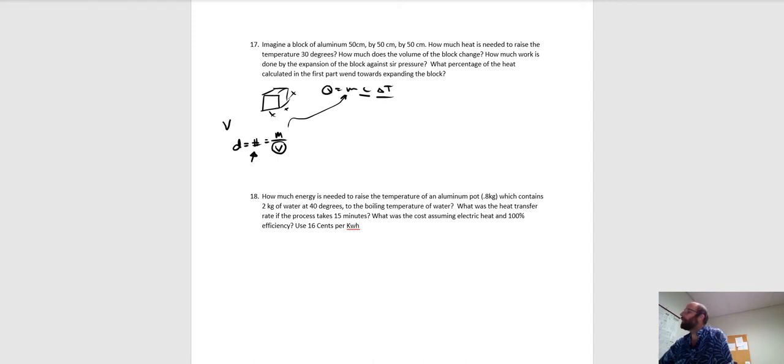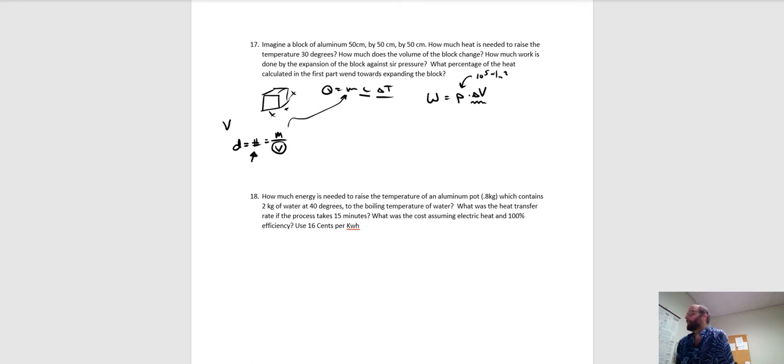All right, now, how much work is done by the expansion of the block against air pressure? Whoops, I guess I got to fix that. I'll do that a little later. All right, so work done by a gas is pressure times change in volume. Although it doesn't state it, what I had meant is against air pressure, so what I meant is atmospheric pressure. So go ahead and use roughly 10 to the 5th newtons per square meter. And we're going to need to calculate a change in volume.